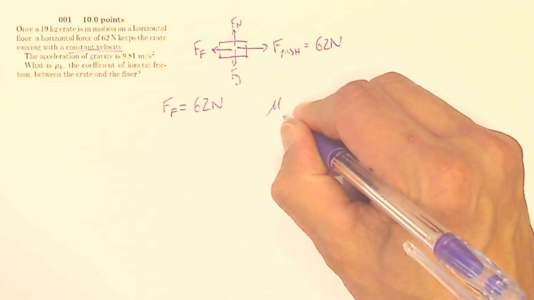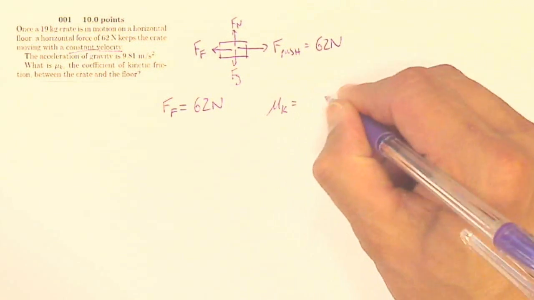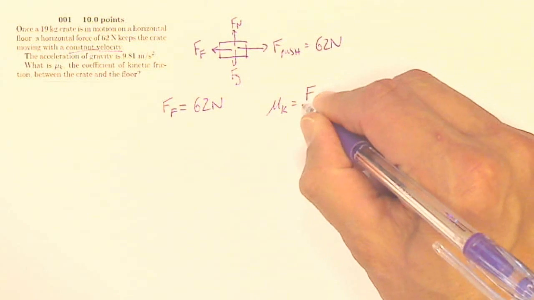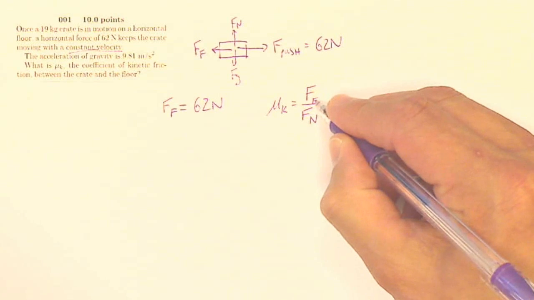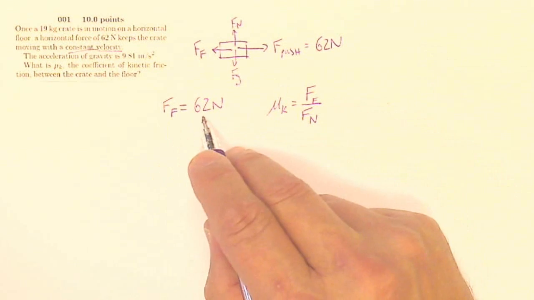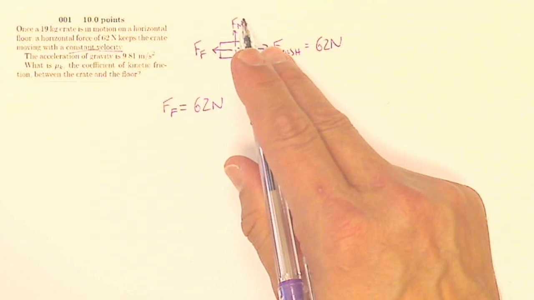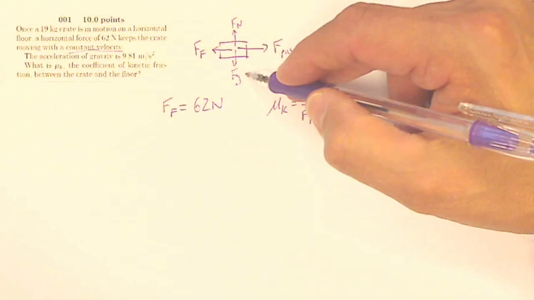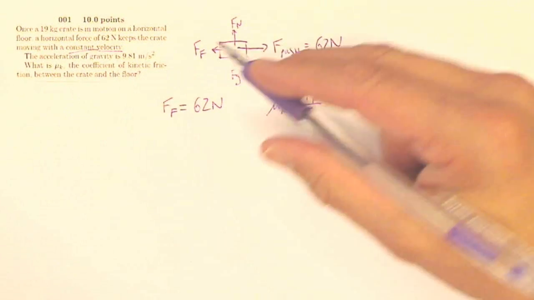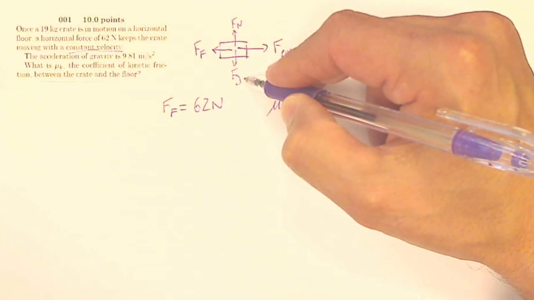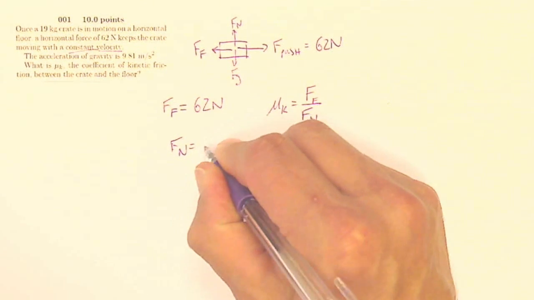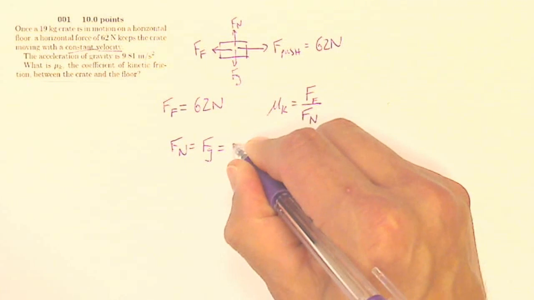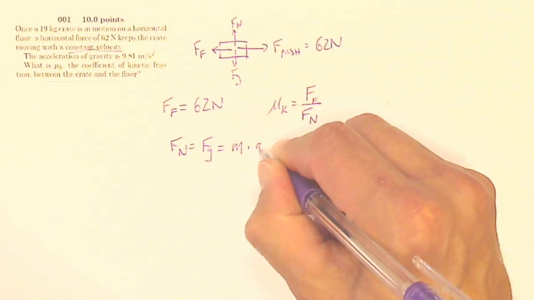Well, the coefficient of kinetic friction will be the force of friction divided by the normal force. In this case, it'll be the kinetic friction divided by the normal force. Well, I know the force of friction, so I need to know the normal force. Well, since up equals down, because it's moving at a constant velocity as well, my normal force must equal my gravitational force. So my normal force equals my gravitational force equals the mass of the box times the acceleration of gravity.